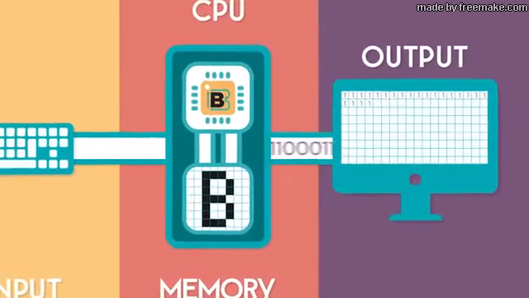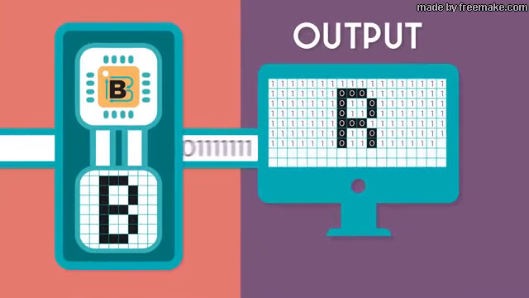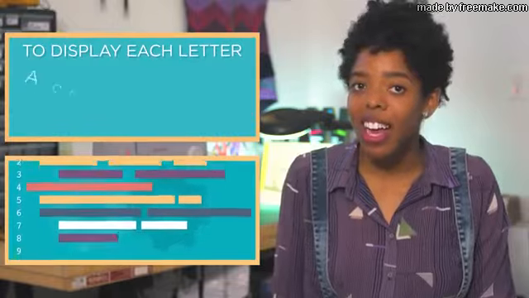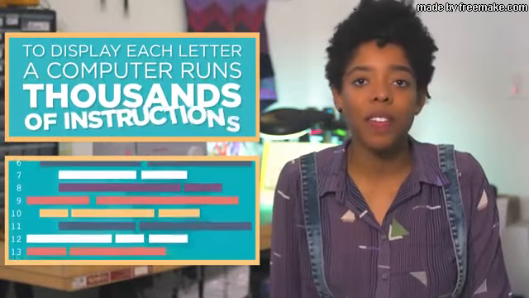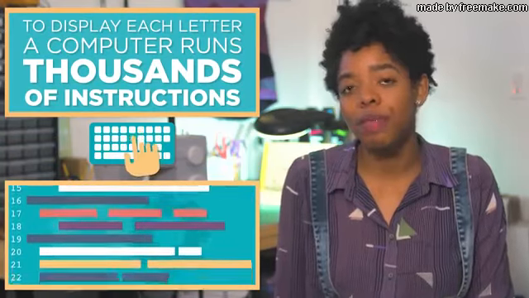Finally, this pixel information is sent in binary to the screen. The screen is an output device, which converts the binary signals into the tiny lights and colors that make up what you see. This all happens so quickly it feels instantaneous. But to display each letter, a computer runs thousands of instructions, starting from the moment your finger presses the keyboard.